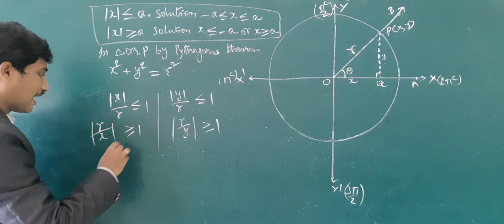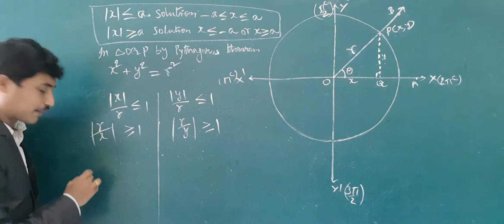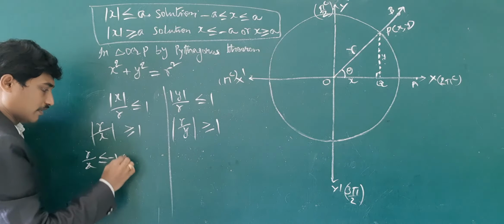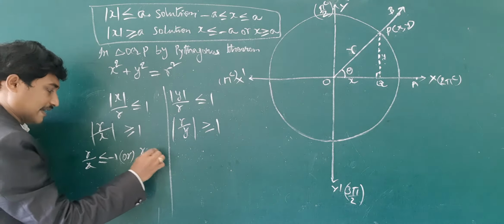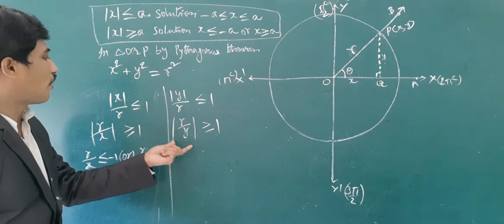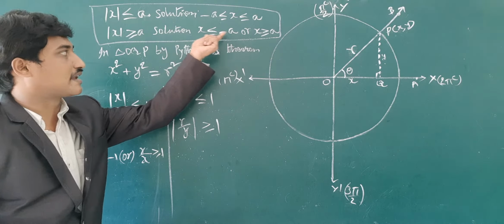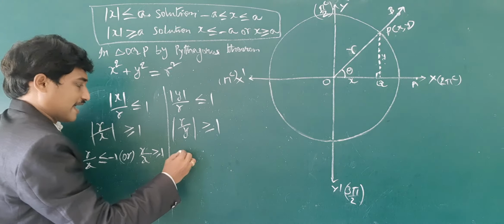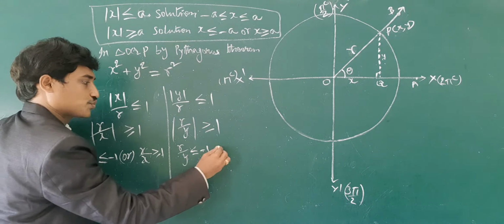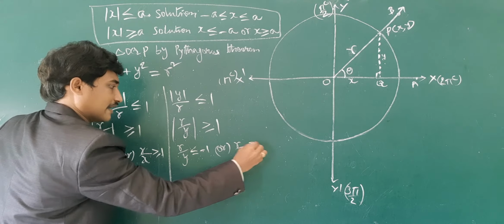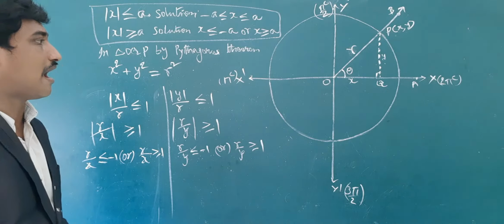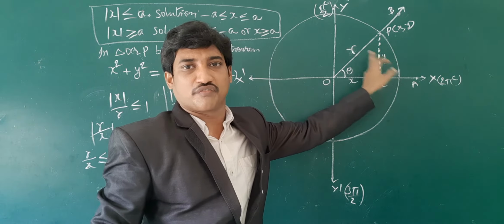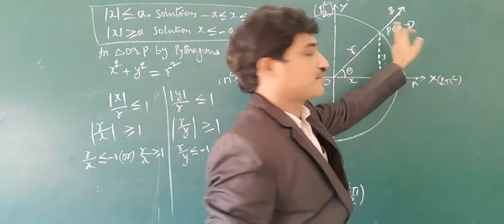If we use that, r by x is less than or equal to minus 1, or r by x is greater than or equal to 1. Here, mod x greater than or equal to a has the solution x less than or equal to minus a, or x greater than or equal to a. So according to the definition of absolute value, r by y is less than or equal to minus 1, or r by y is greater than or equal to 1. Here, what do I mean by r by y? r by y is nothing but the definition of cosecant theta. r by y, that is cosecant theta.